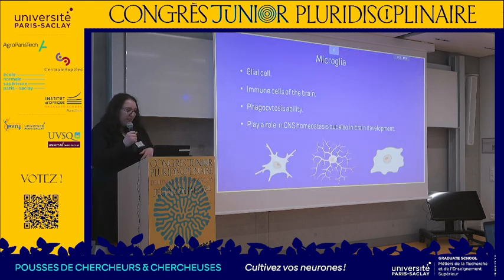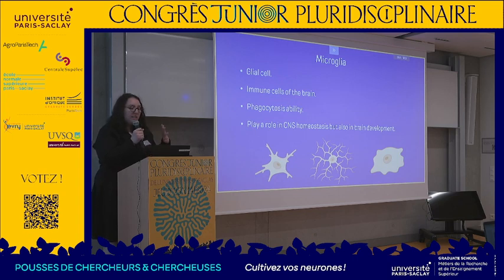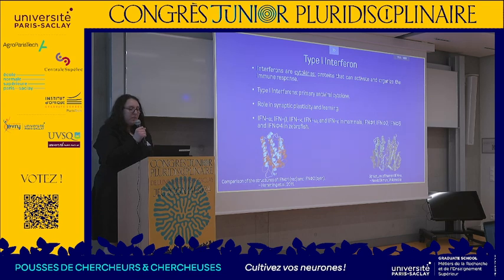So let's dive in. What's microglia? Microglia is a type of glial cells, which are cells that help neurons in the brain. These are specifically the immune cells of the brain. They have a phagocytosis ability, which helps them keep the central nervous system homeostasis, but they also have a role in brain development. What's type 1 interferon? Well, interferons are cytokines, and cytokines are proteins that can activate and organize the immune response. Type 1 interferons are the primary antiviral cytokines. They also have a role in synaptic plasticity as well as learning.